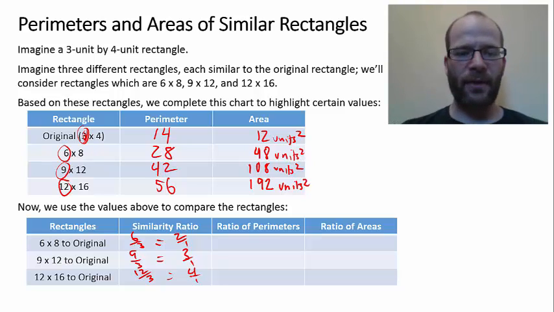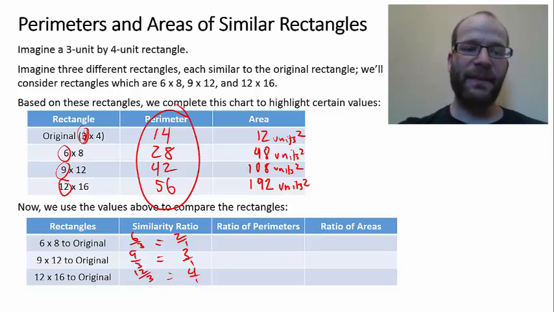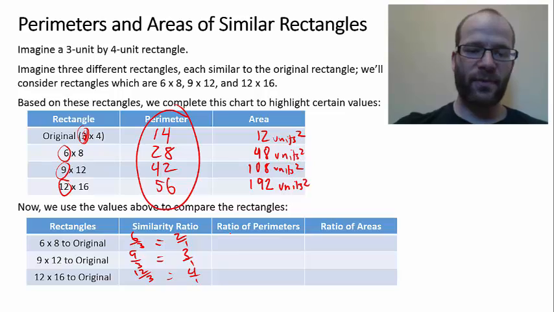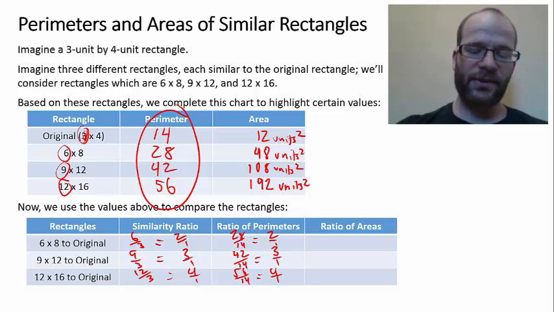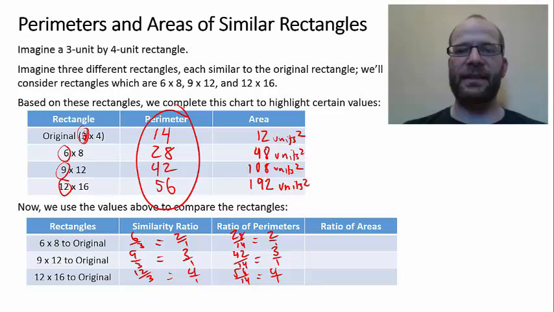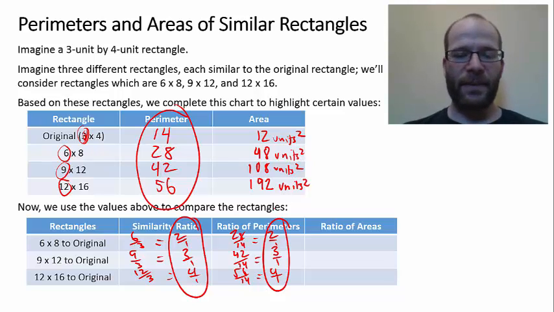Talk about the ratio of the perimeters. To do that, we actually need to compare the perimeters. So we'll start again with the 6 by 8 to the original. So the ratio of the perimeters is 28 over 14. You can see that's equal to 2 over 1. And then 42 over 14. That is actually equal to 3 over 1. And then we have 56 over 14, which is 4 over 1. So for our purposes, the point of this exercise is that these similarity ratios are identical to the ratios of the perimeters. That's important. We'll talk about that a little bit more in a moment.